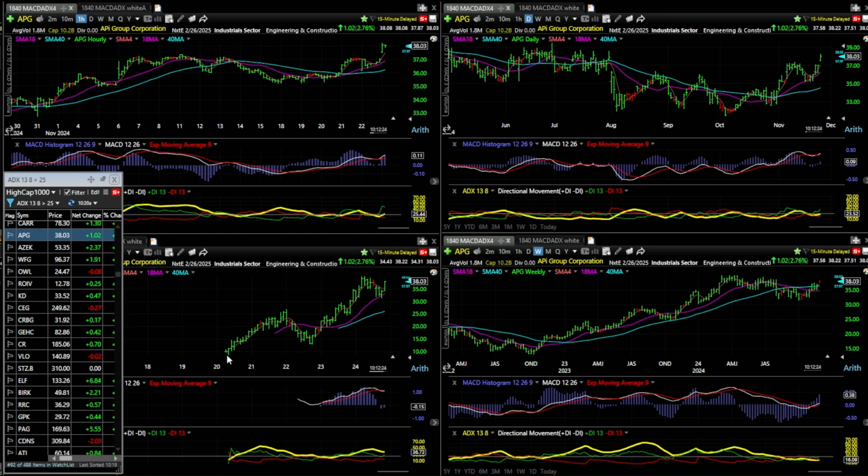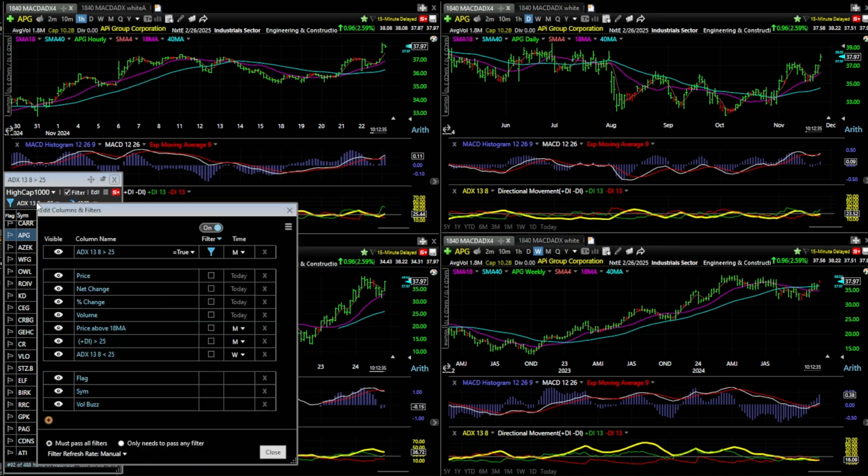Okay, so I'm using TC2000 today because I do like the screening ability on that. And I've created this. So this is the results of a screen that I did. And let me just show you what the screen is. So I've got the ADX on the monthly chart, which is here, is true, meaning it's greater than 25. So the ADX line itself on the monthly is above 25.